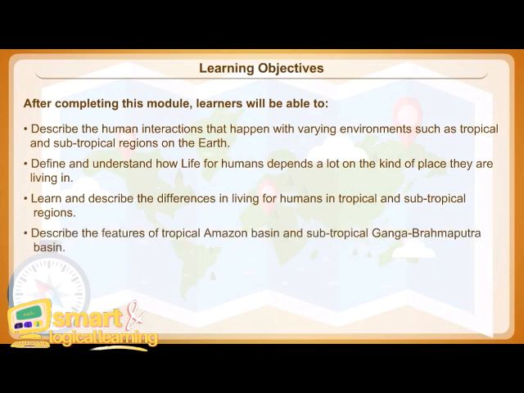Describe the features of tropical Amazon basin and subtropical Ganga-Brahmaputra basin. Discuss how the above features in these regions affect living of humans.